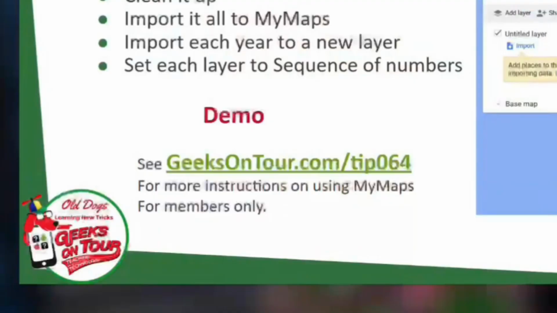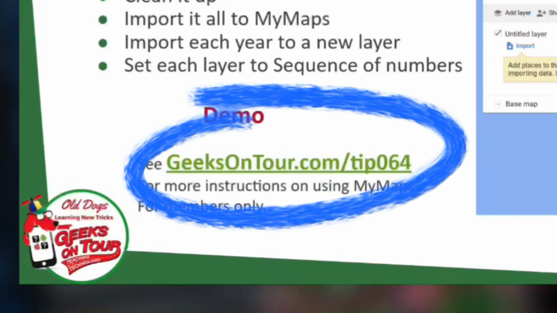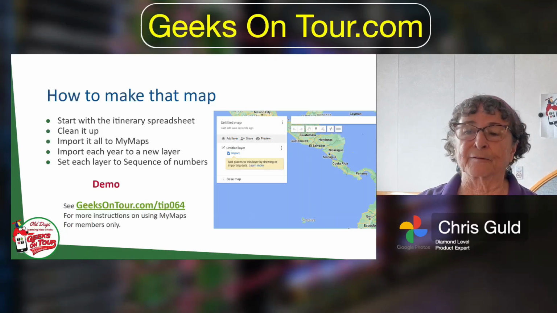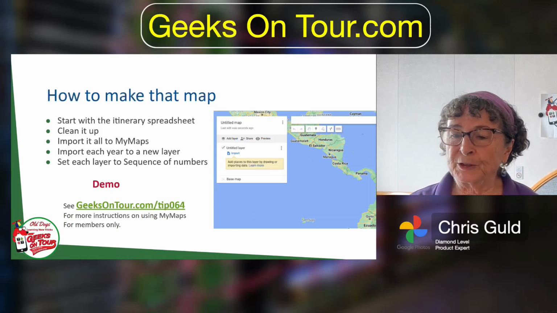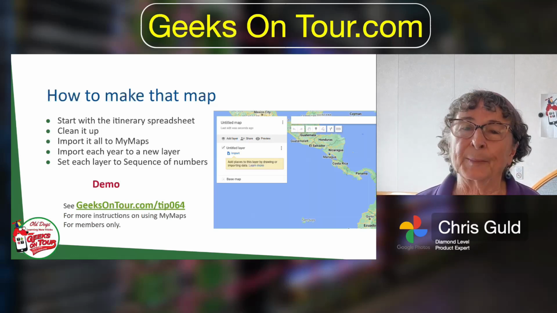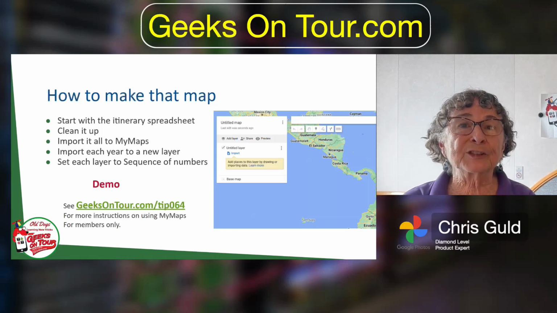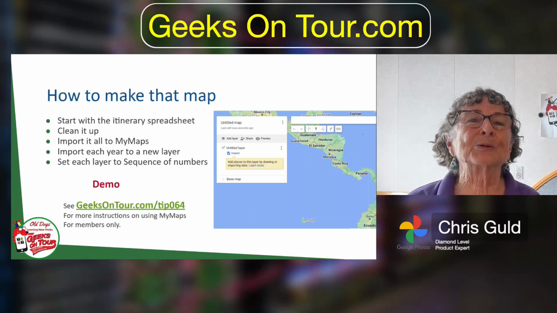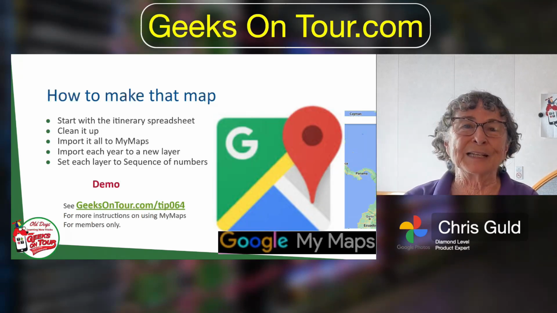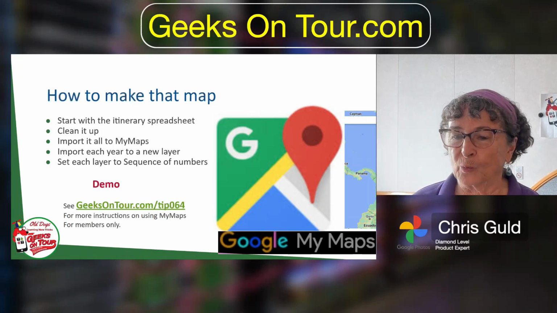Now, if you are a Geeks On Tour member and have been following us for years, we have lots of tutorial videos on Geeks On Tour on how to make My Maps. If you just go to geeksontour.com/tip064, it lists it all out for you. But it's mymaps.com. It's not Google Maps. It is by Google, but it's Google My Maps, meaning you create what you want.